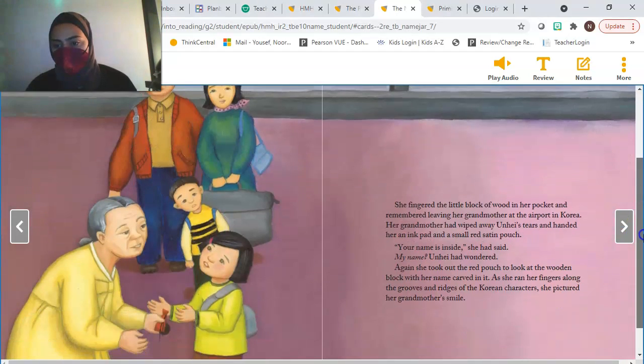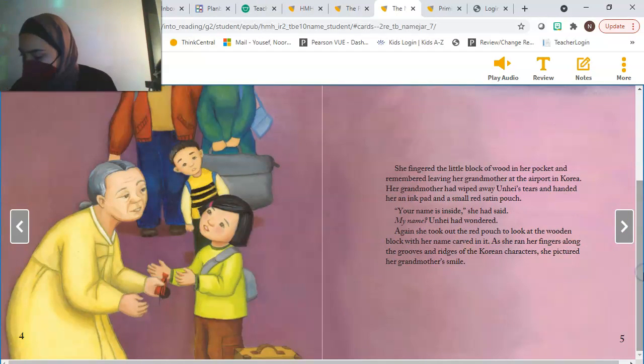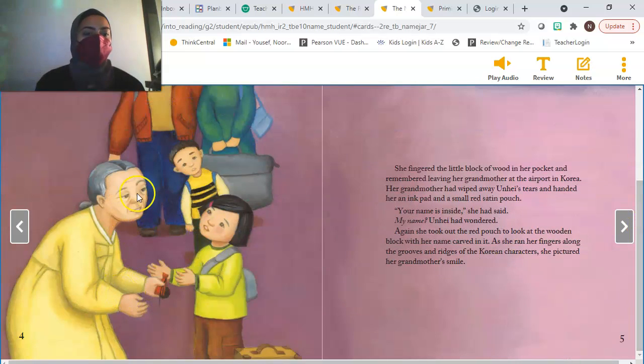All right. So let's go to pages 4 and 5. What was happening here? Who is this lady? Who can raise their hand and tell me? Jasmine, who's this lady? What is she giving her? A little stamp. And what's so special about that stamp, Jasmine? Okay, and what else, JC? Her name. Good, it has her name on it. It's a stamp with her name on it in Korean, right? It's written in Korean language.